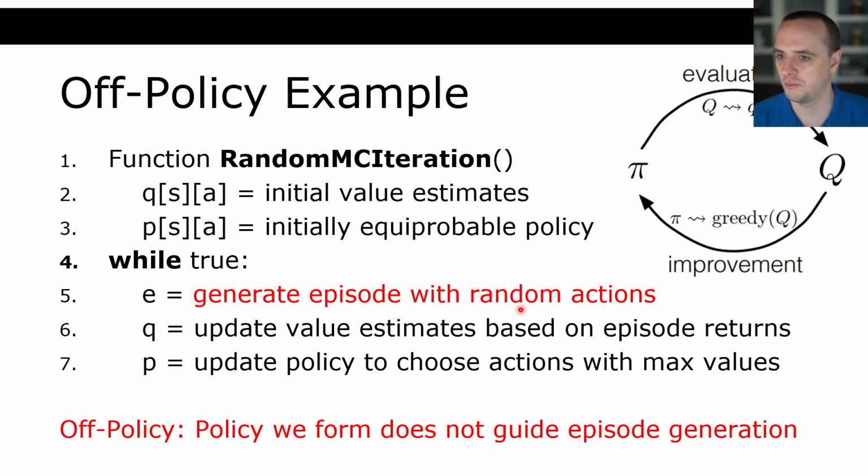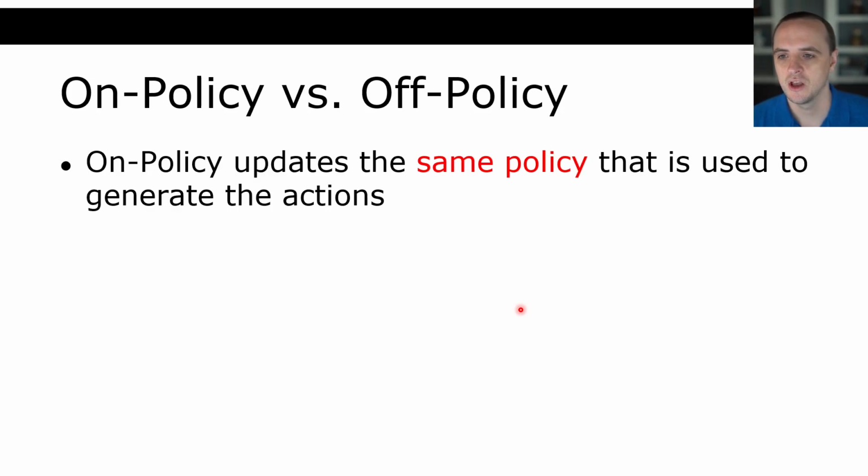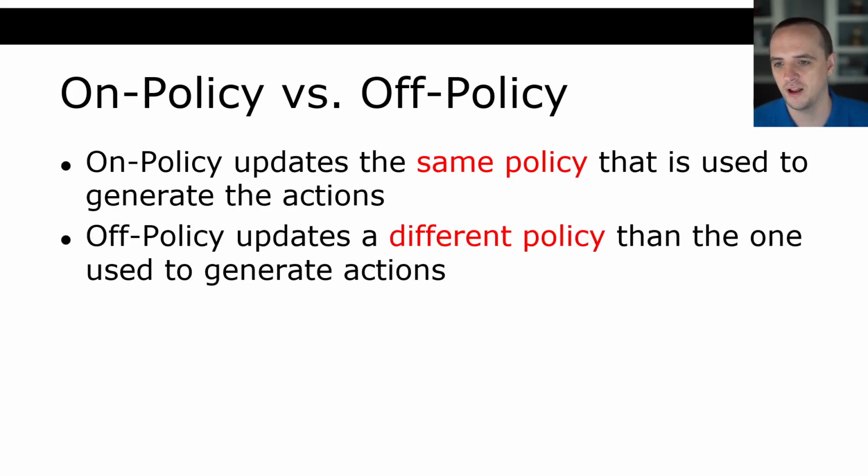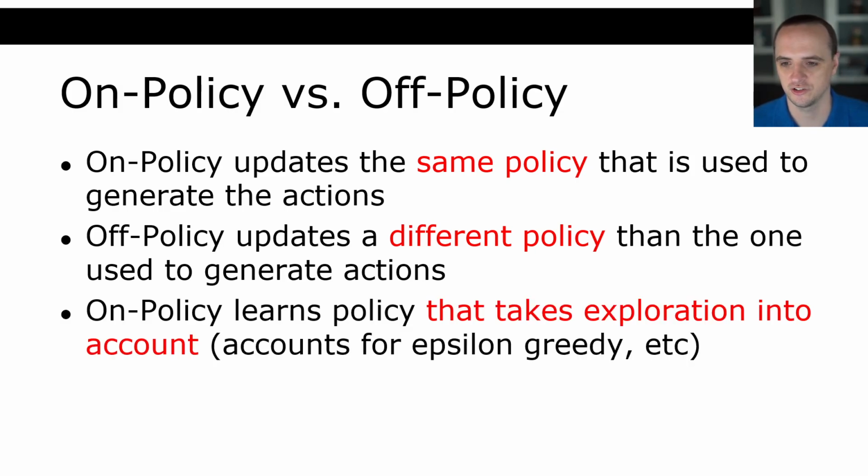That's called off-policy learning. So on-policy updates the same policy that it used to generate the actions, and off-policy updates a different policy than the one that was used to generate the actions. So on-policy learning learns a policy that takes exploration into account.